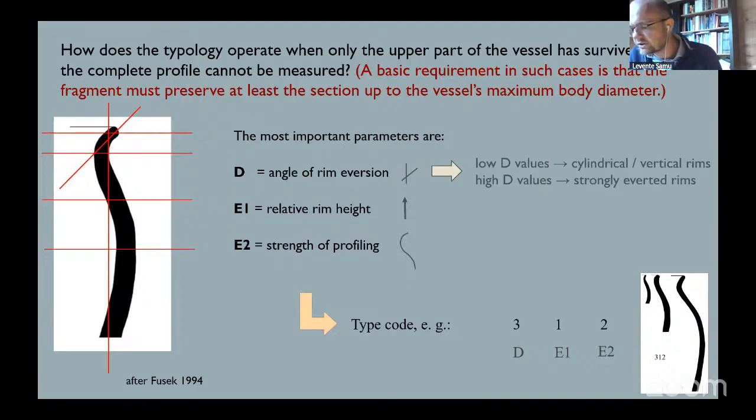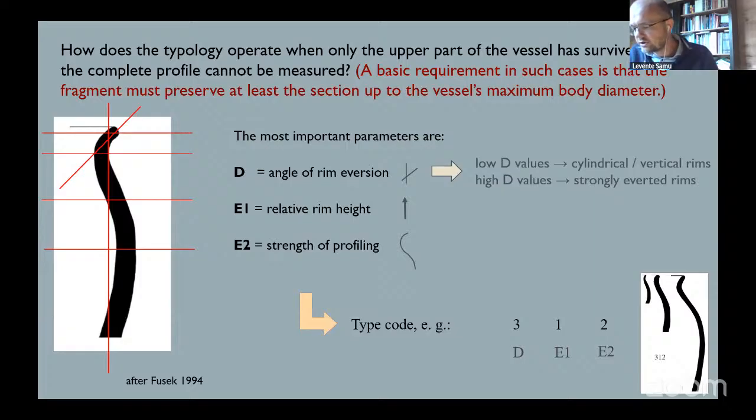An example of such a typological code can be seen in the lower right corner: 3, 1, 2. In this case, the first digit 3 refers to the degree of rim eversion, the second digit 1 to the relative rim height, and the third digit 2 to the strength of profiling. Together, these values describe a moderately everted rim with a relatively low rim height and moderate profile articulation. Increasing D values indicate progressively more open and outward bent rim forms.